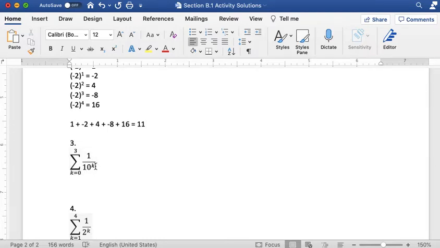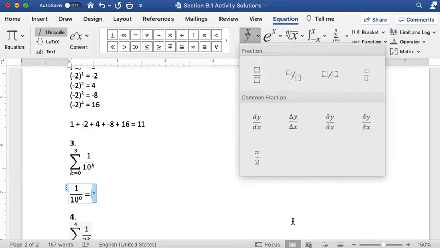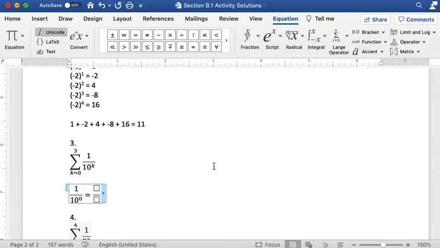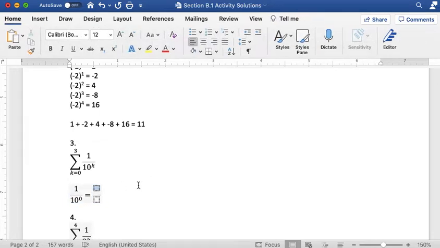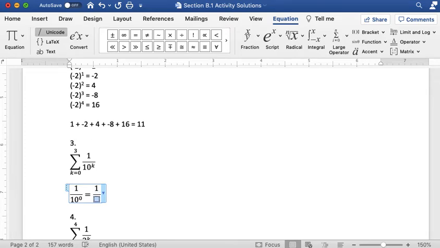So this is 1 over 10 to the k power. I'm going to copy this and paste it, again, just to make it easier for myself. So 1 over 10 to the k, and we are plugging in the numbers from 0 to 3. So we're plugging in 0, and when I do that, I'm going to use my equation menu here. However you want to type this on your computer is fine. This is going to be 1 over 10 to the 0, which is 1, 1 over 1, which is 1.